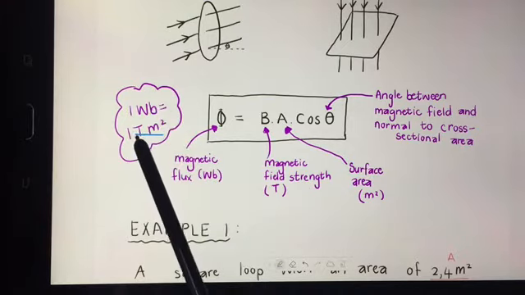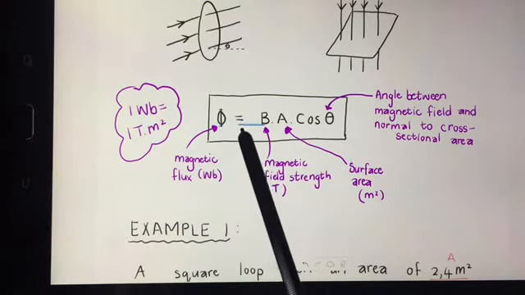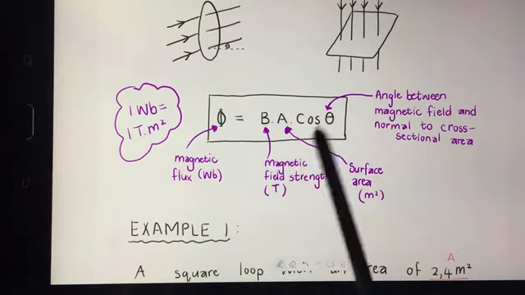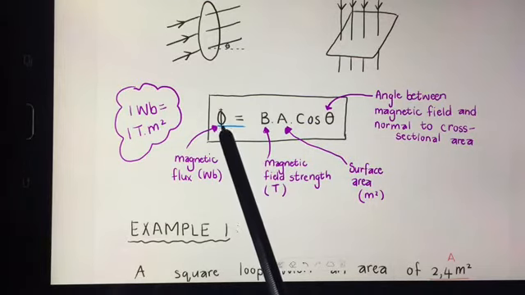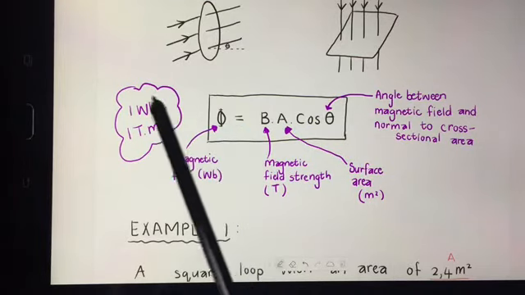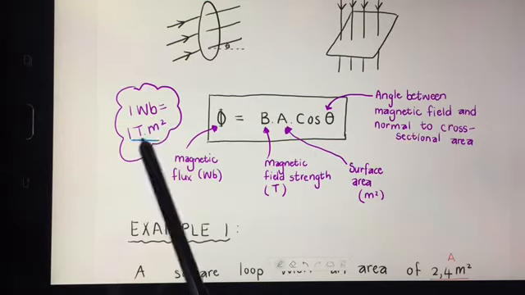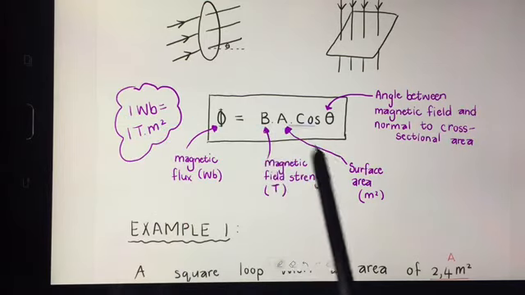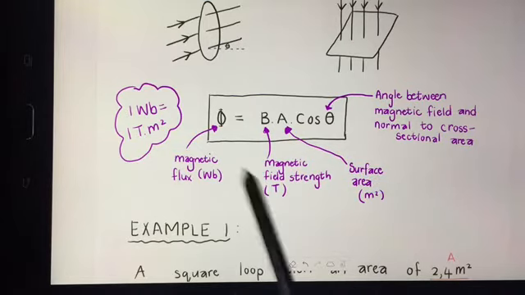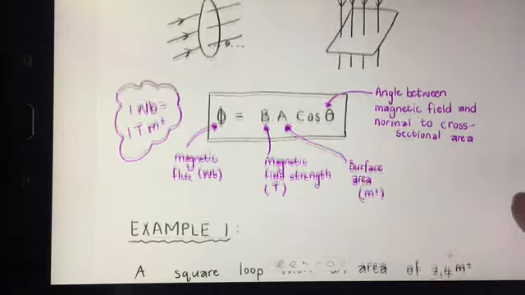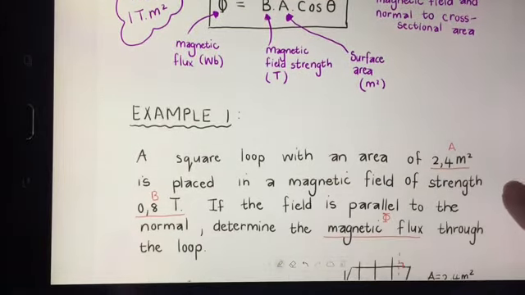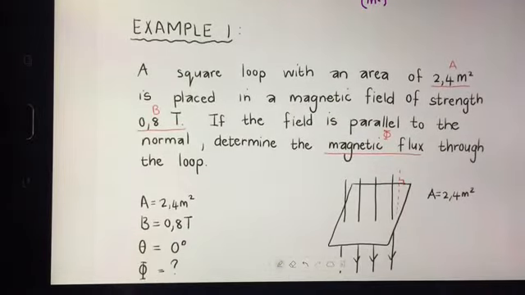And then just over here, because flux is equal to BA cos theta, and flux is measured in Weber, we can also say that 1 Weber is the equivalent of 1 Tesla meter squared. So that just comes from the formula over there. Now let's take a look at an example. So the question looks like this.